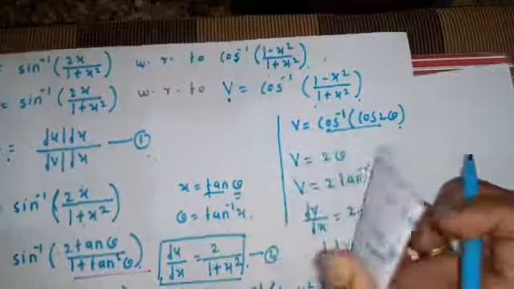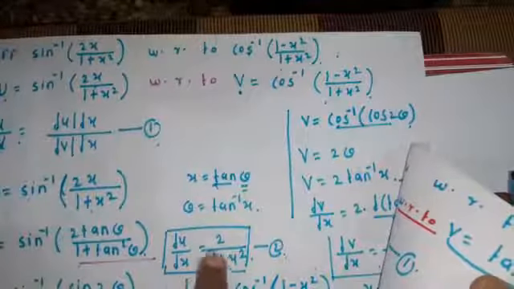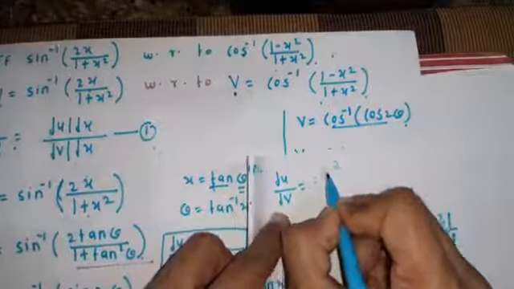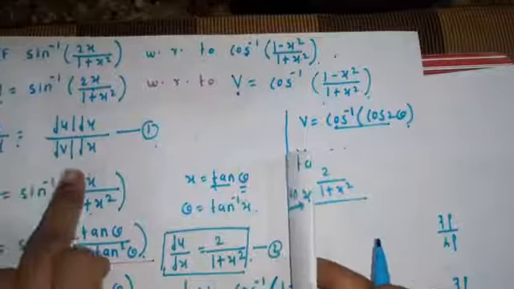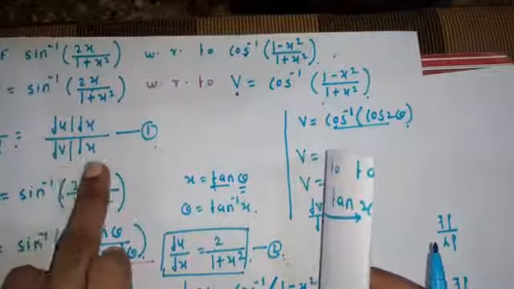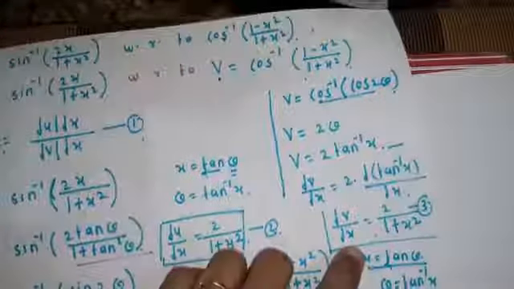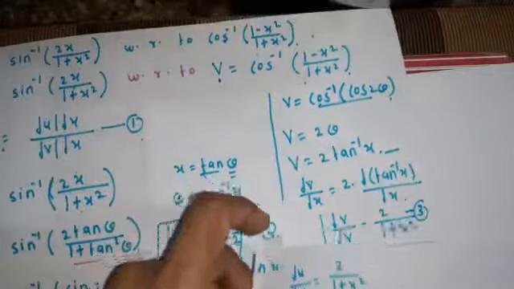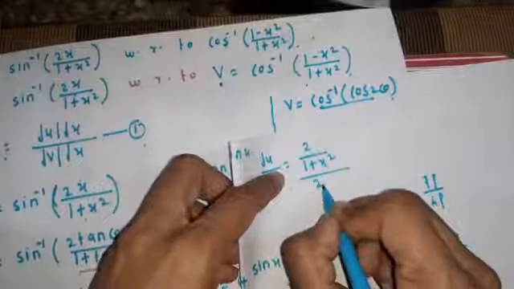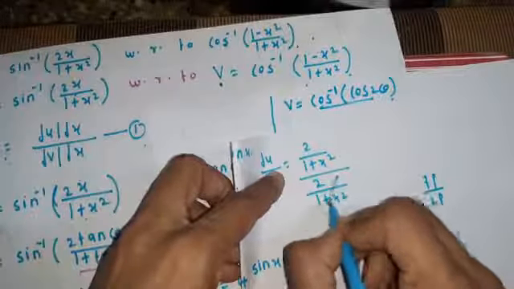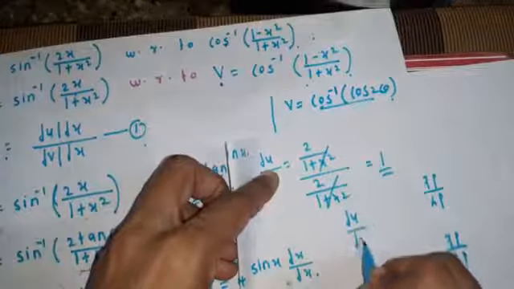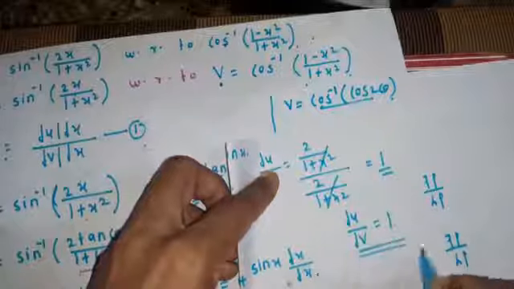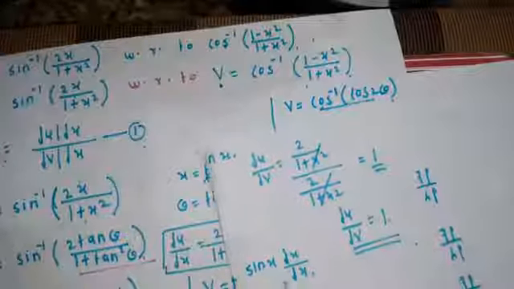So what is the value of du by dx? du by dx is 2 upon 1 plus x square. Upon dv by dx. What is the value of dv by dx? That is 2 upon 1 plus x square. The terms get cancelled, and therefore du by dv, the answer is 1. Hence du by dv equals 1. In this way we have to differentiate.